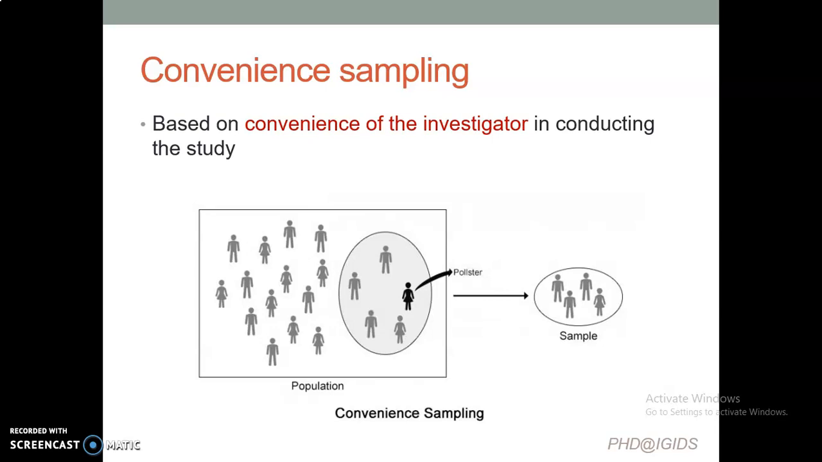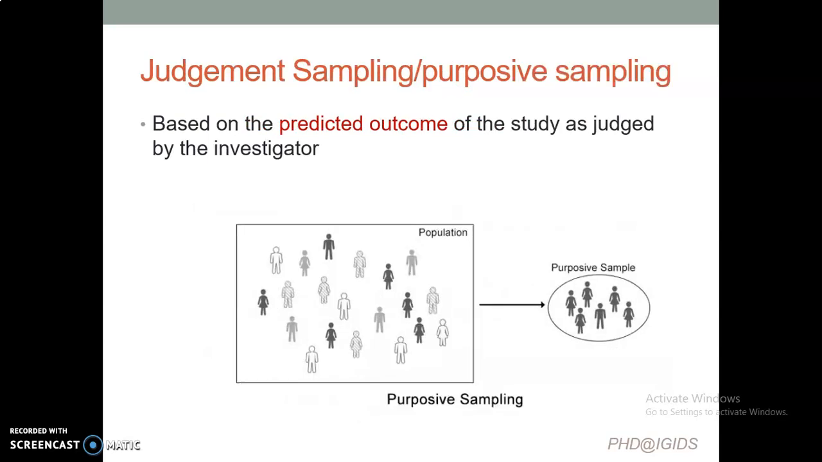So if the sampling is based on the convenience of the investigator, that kind of sampling technique is known as convenience sampling. That is, the investigator feels that it is convenient to select these number of samples. It is called convenience sampling. The second is called judgment sampling or purposive sampling. That is, my sampling is based on the predicted outcome.